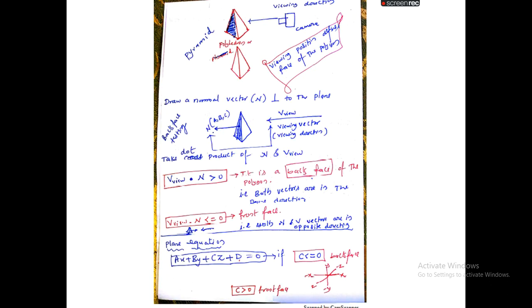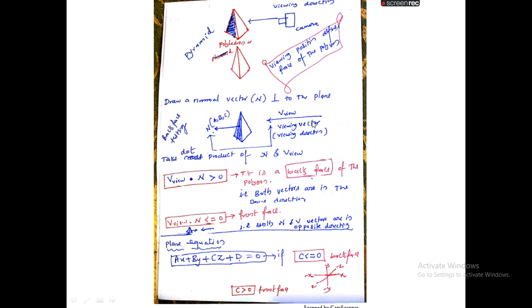What we did here, if we want to check whether this plane is a back plane or a front plane, we drew one normal vector perpendicular to this particular plane, and we have taken the dot product of v and n. If the dot product of v and n is greater than 0, then it is a back face of the polygon. That is, I wrote, when both the vectors are in the same direction.